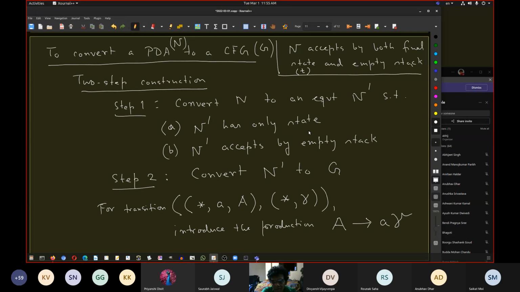Acceptance by empty stack is not really a serious issue, but we will say it has to be accepted by empty stack because N prime has only one state. So this automatically follows from this. So the big question is, how is it possible that N prime can manage even if N has many states? This is a question that we need to worry about.